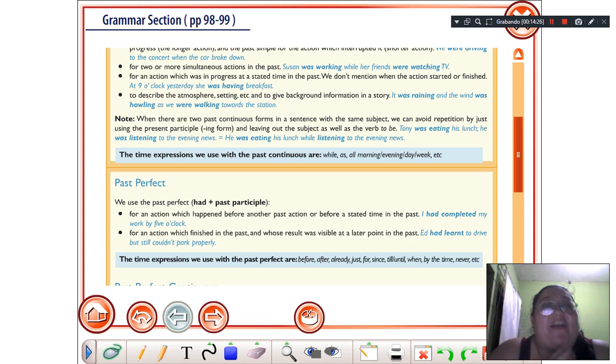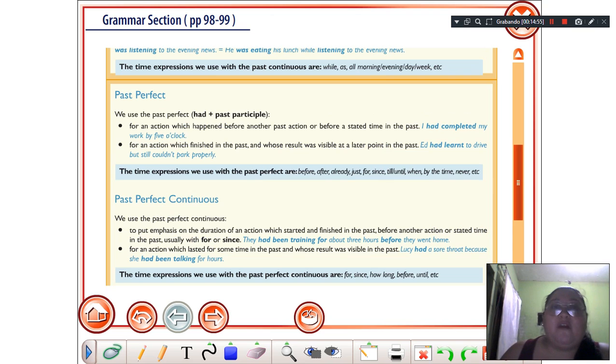Okay, and we're gonna start with the past perfect. Remember that the past perfect is had and the verb in past participle, okay? The uses of this are for an action which happened before another past action and before a stated time in the past, and for an action which finished in the past and whose result was visible at a later point in the past, okay? The time expressions that we're gonna use here are before, after, already, just, for, since, till, until, when, by the time, never, etc.